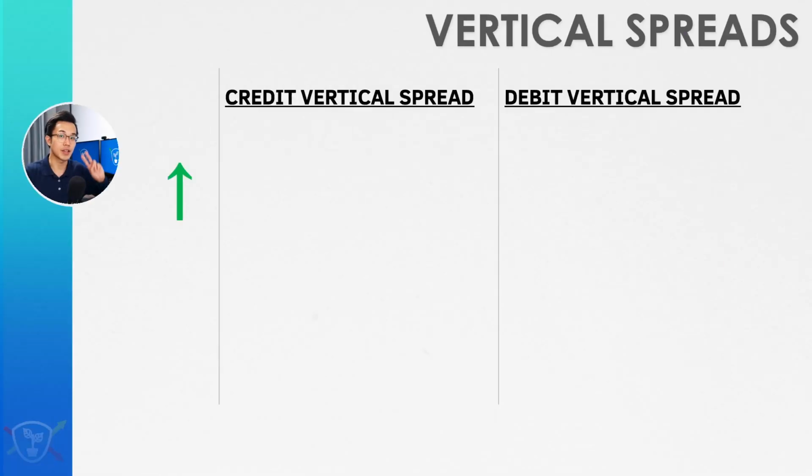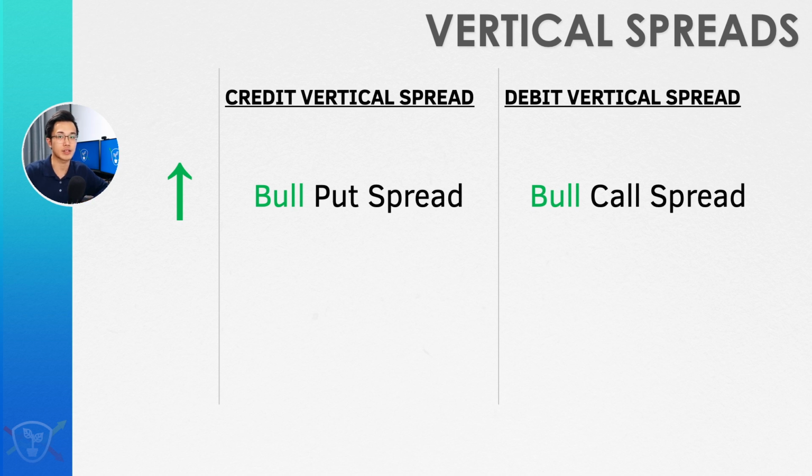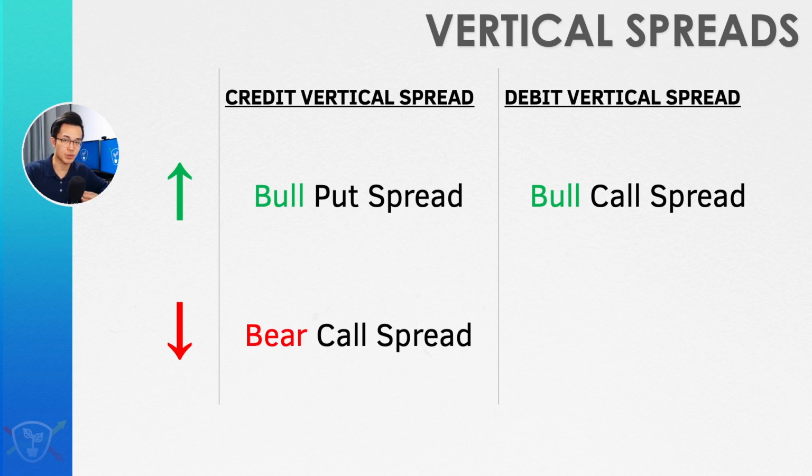If we're expecting an increase in the stock price, the credit vertical spread we can use is known as a bull put spread, and this is executed using two put options. The debit vertical spread we can use is known as a bull call spread, and this is executed using two call options. If we're expecting a fall in the stock prices, the credit vertical spread we can use is known as a bear call spread, and this is executed using two call options. The debit vertical spread that we can use is known as a bear put spread, and this is executed using two put options.